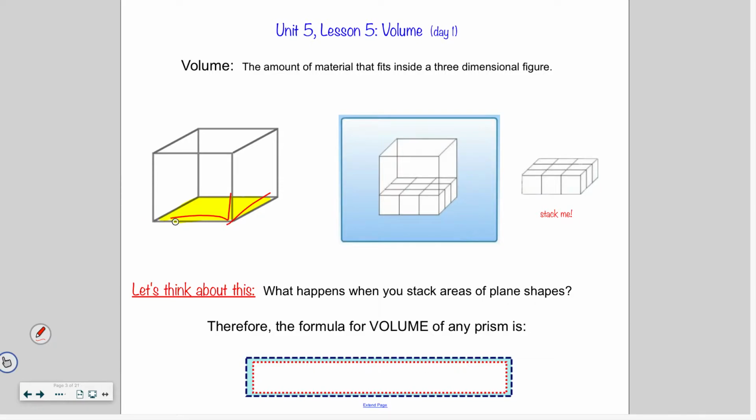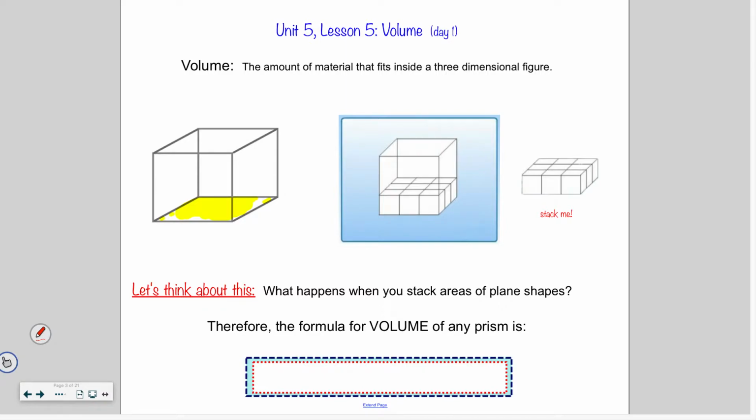Okay, most of you probably could say, Mrs. G, volume is length times width times height. And I would say, sure, but that only really works when you're talking about a rectangular prism. Okay, let's see if we can understand the idea of volume and how to calculate it.